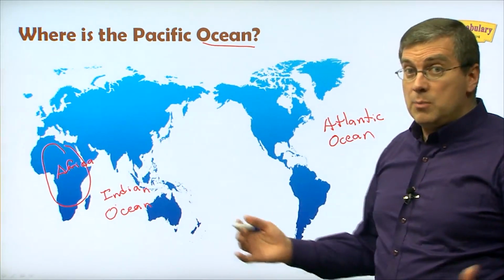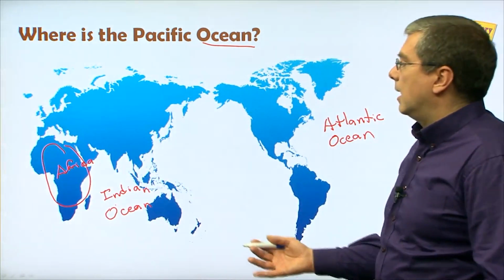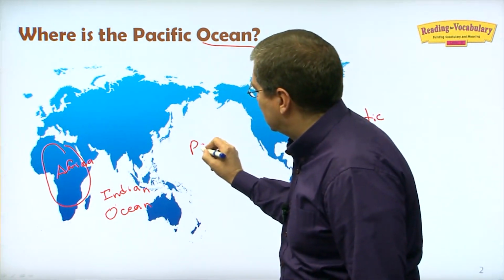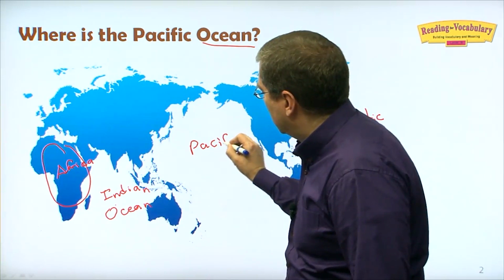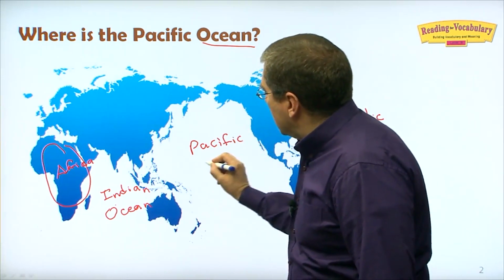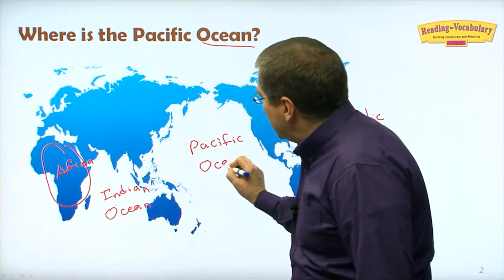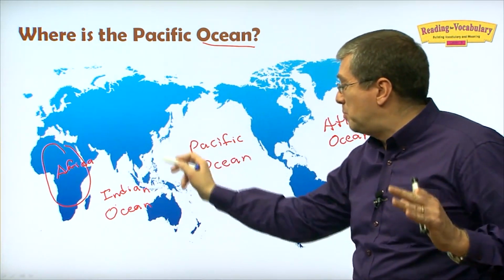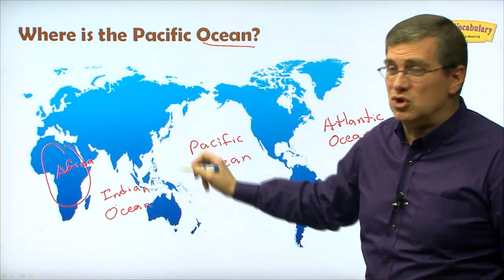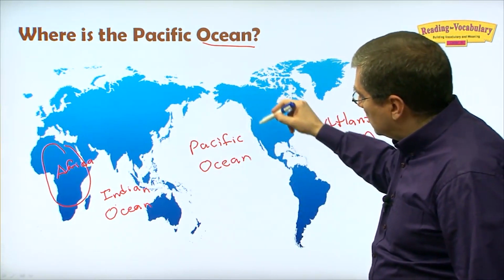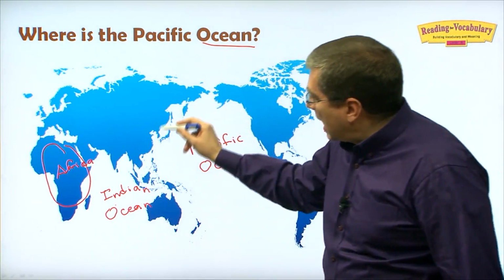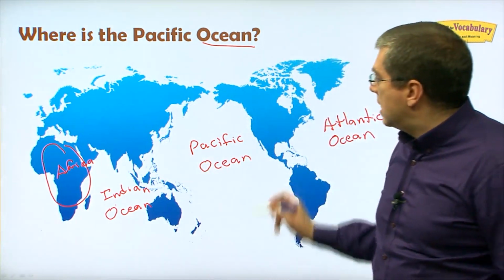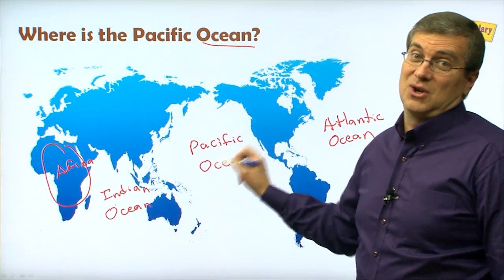So where can the Pacific Ocean be? Where? Ah, it's this big one here, right? This is the Pacific Ocean. Wow, look at it. Like I said, it's the biggest ocean in the world. Look at how big that is. It's huge, right? The Pacific Ocean is between the Americas and Asia, Indonesia, and Australia down here. It's huge. That's the Pacific Ocean.